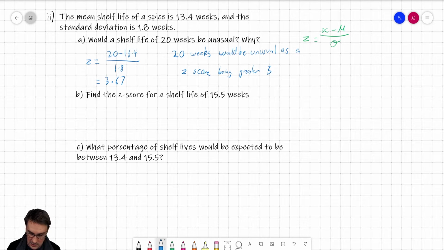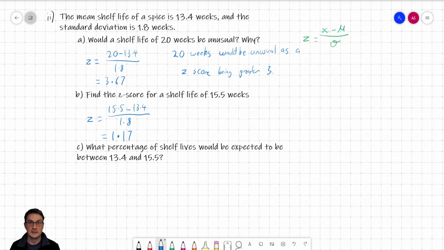it is unlikely. Okay, for part B here, we're asked to find the z-score for a shelf life of 15.5 weeks. So as we go about this, the z-score for this is going to be 15.5 minus 13.4, divided by 1.8. And calculating this, this then gives us an answer of 1.17.